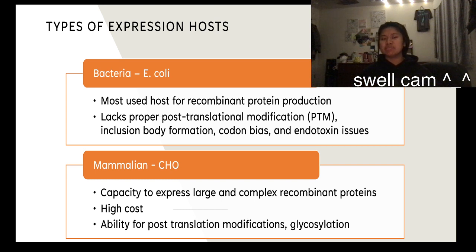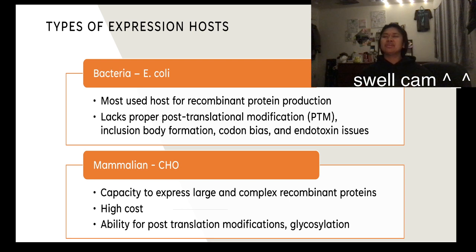It is relatively cheap and it has a very fast doubling time, making it very ideal to culture and get a large yield of proteins, but it does lack proper post translational modifications, and it expresses more simple proteins. And a consideration with this expression host is that it has inclusion bodies, codon bias, and endotoxin issues, which is an issue for FDA compliance and producing your product.